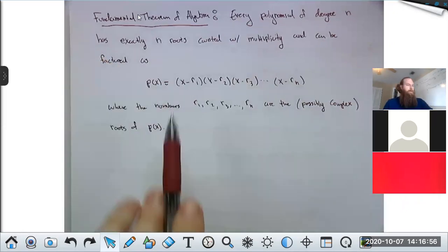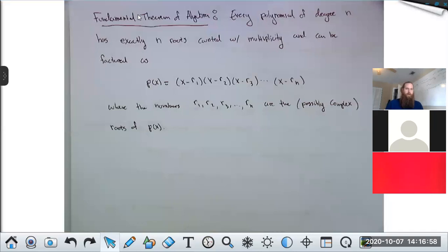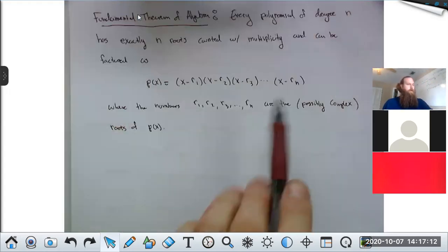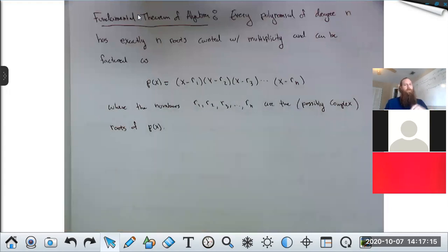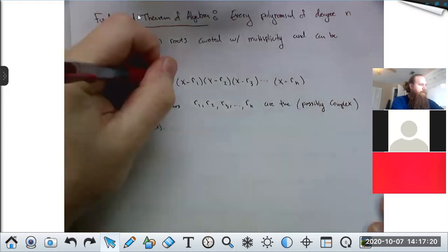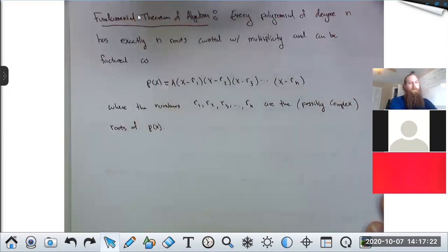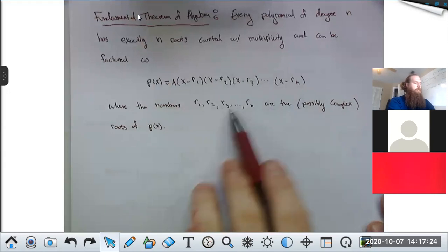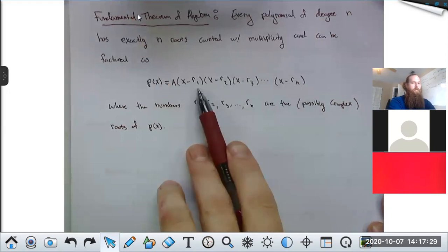So there might be some repetitions here. You might have x minus 1 times x minus 1 for your first two factors, and then your third might be x minus i. But if you know all the roots, then you can write down the factored form of the polynomial. There might be a coefficient out front here, but the main thing is once you know the roots, you know the factors. And if you know all the roots, then you automatically know all the factors.